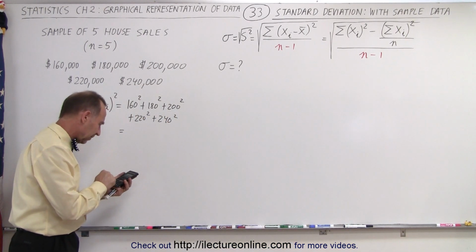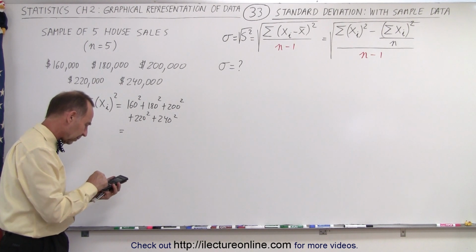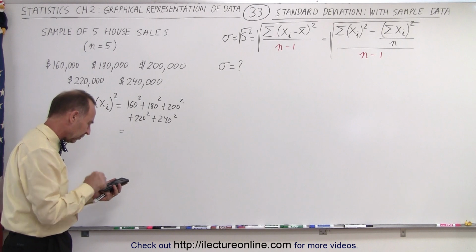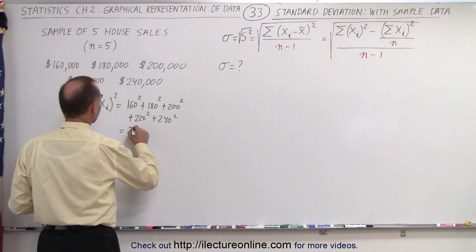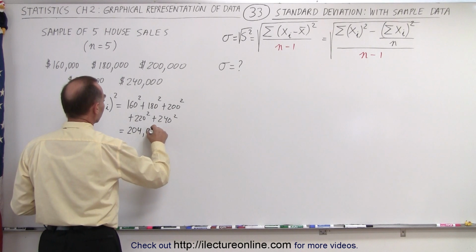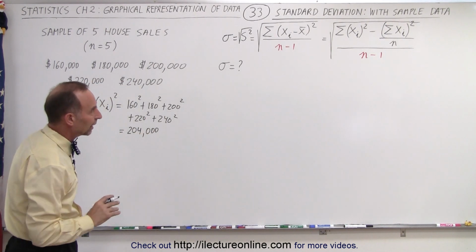So 160 squared plus 180 squared plus 200 squared plus 220 squared plus 240 squared equals 204,000. Okay, and of course then we'll have to add 3 more zeros, but we'll worry about that later.